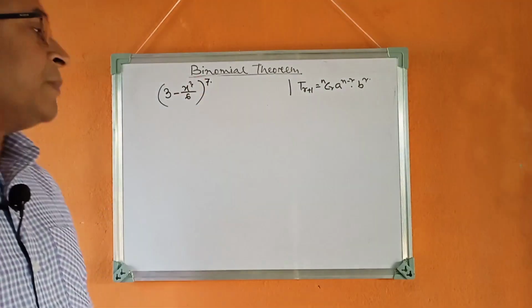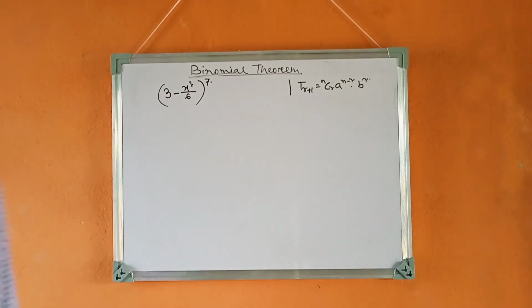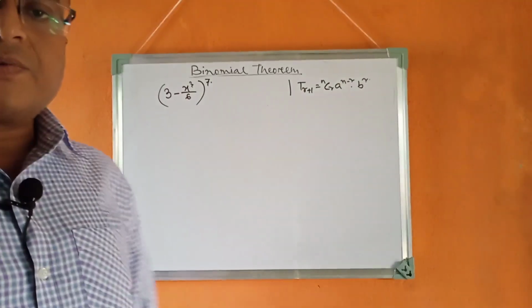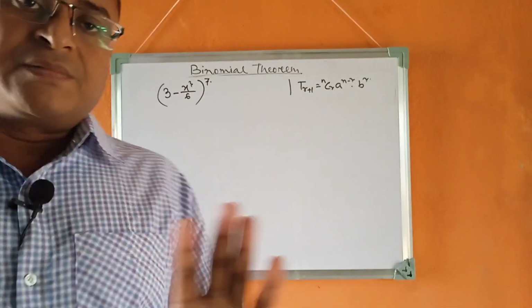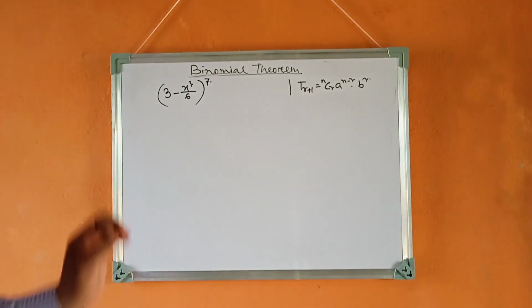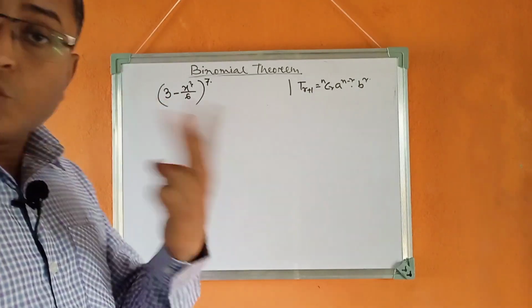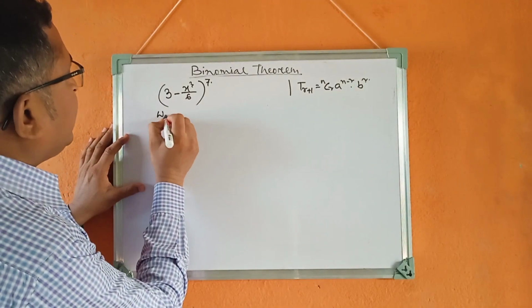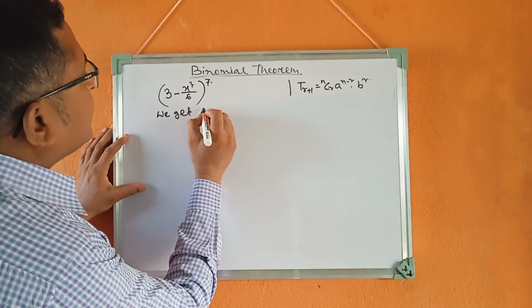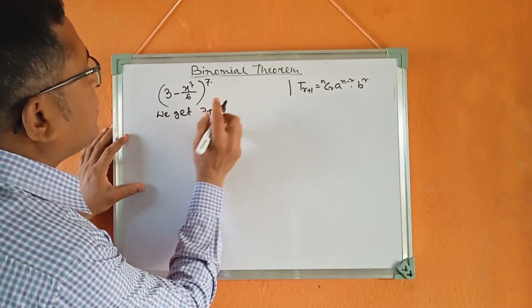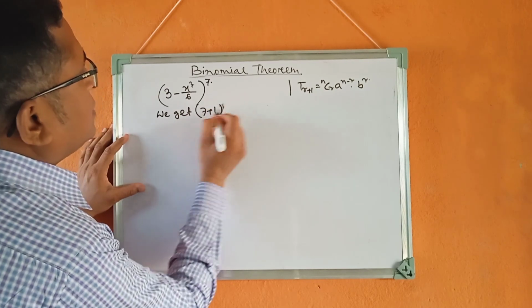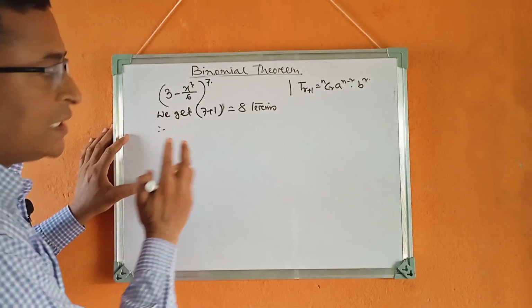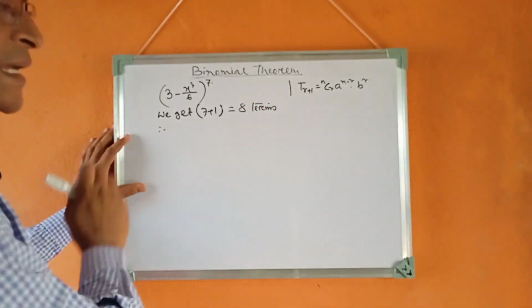Okay, see carefully. The power is 7. That means the value of n is 7. So after expansion we get the number of terms equal to 7 plus 1, that is 8 terms. That is an even number. If we get even number 8, so there are 2 middle terms.